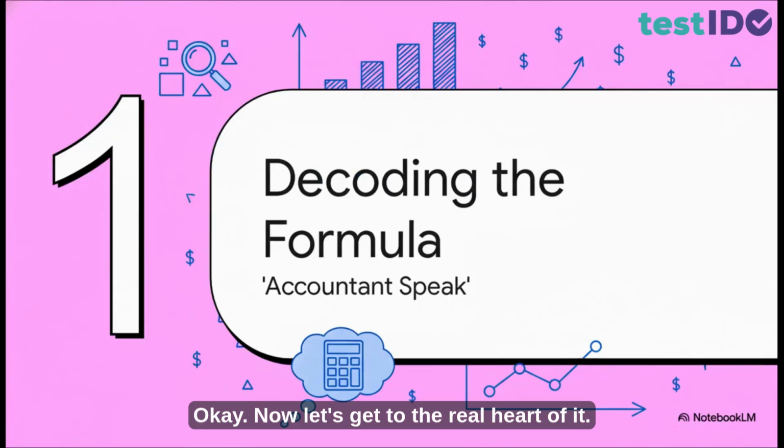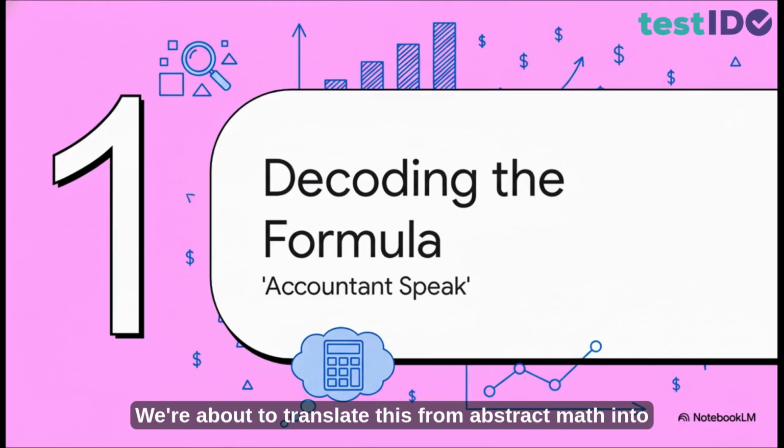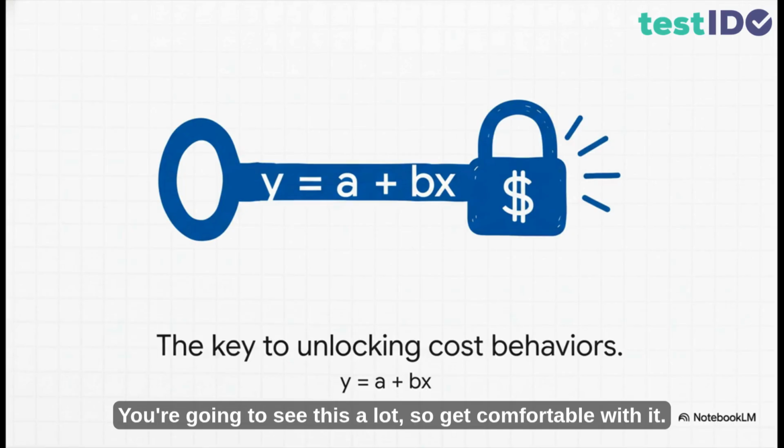Okay, now let's get to the real heart of it. We are going to look at the one formula you absolutely positively have to know for the exam, but don't let the letters scare you. We're about to translate this from abstract math into a language we all understand, accountant speak. And here it is. This is the simple linear regression formula. You're going to see this a lot, so get comfortable with it.